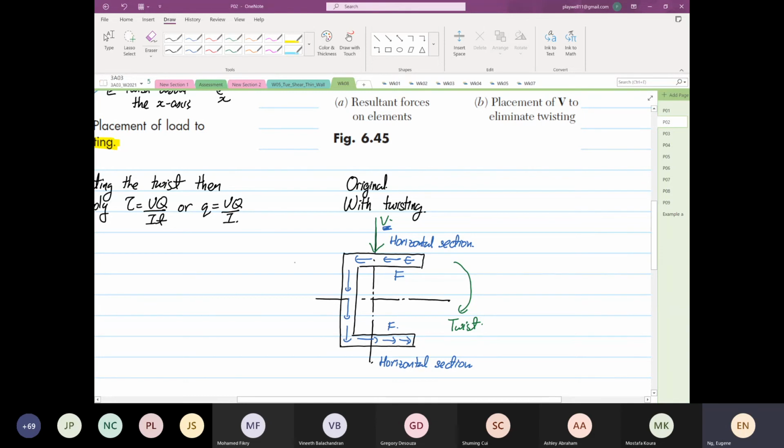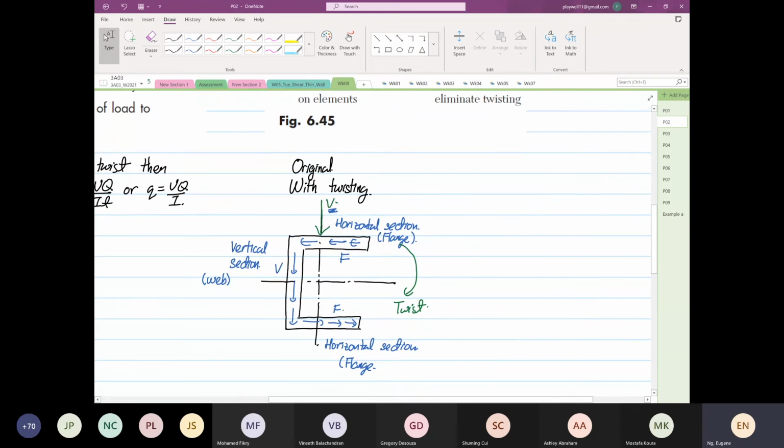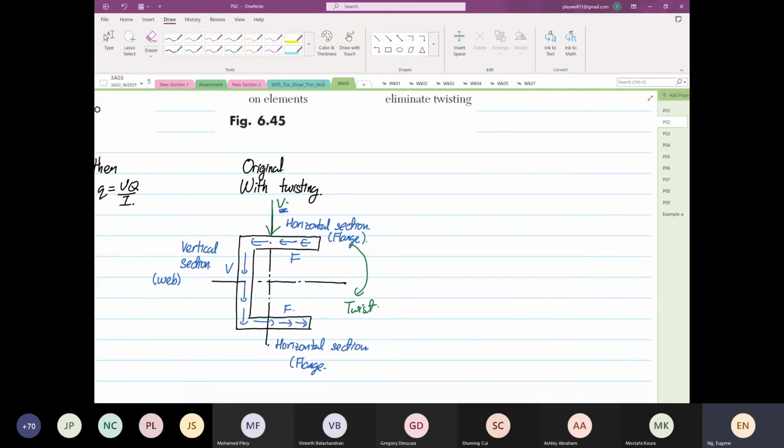The vertical one, for the vertical section, or for this case we usually call it the web, right? We call the shear flow force V. We just call it V. So again, the horizontal section is what we call flange. Now we are going to have an offset. So that's the original. Now there's a twist.